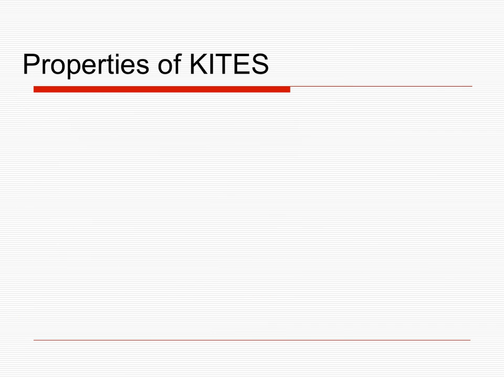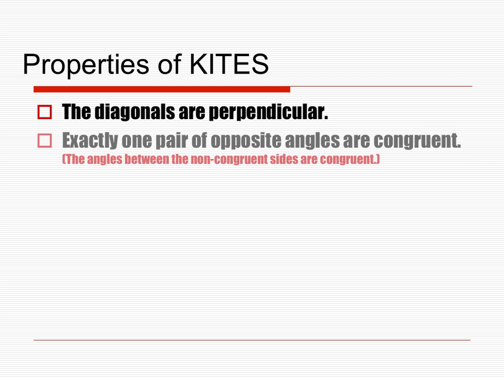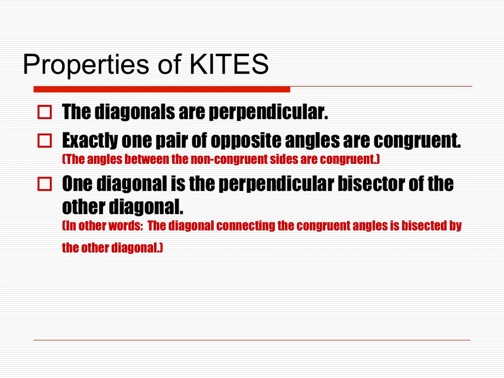Okay, properties. Kite has a lot of important properties. Diagonals are perpendicular. So the diagonals form a right angle. That should remind you of a rhombus and a square. Also, 1 pair of opposite angles are congruent. And then 1 diagonal is the perpendicular bisector of the other.